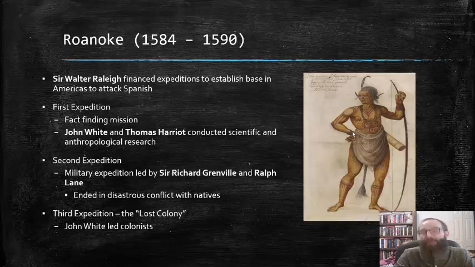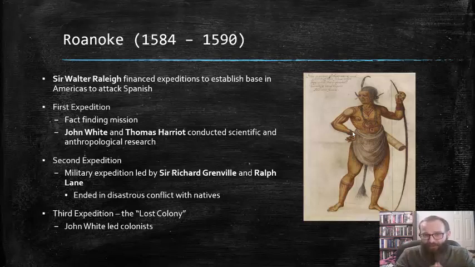conflict almost wiped out Lane's group completely, and they were only really saved at the last minute when Sir Francis Drake, probably the most famous English privateer of all time, just happened to stop by Roanoke on his way back from one of his own privateering missions to the Spanish Caribbean to check on Lane's and Grenville's fort and see what was going on. Of course, he saw what had happened and offered to bring them back to England with him, and of course Lane and Grenville jumped at the chance.